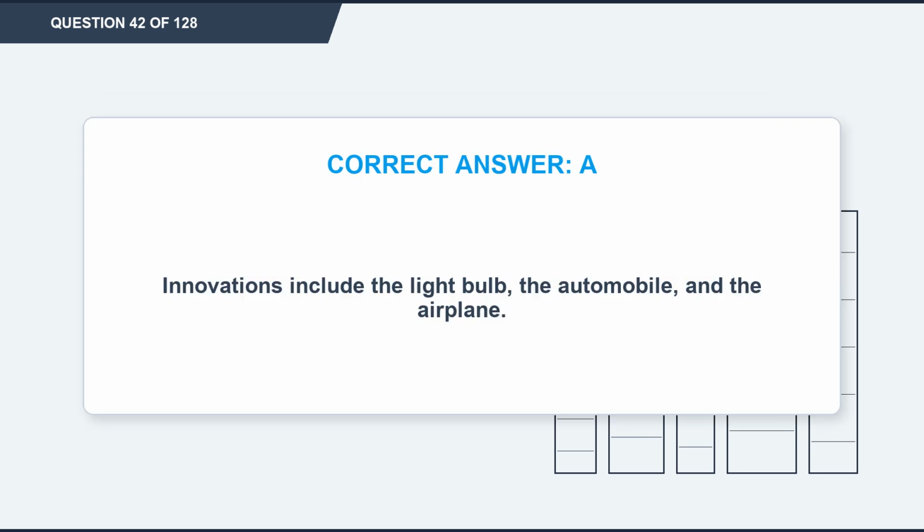The light bulb. Explanation. Innovations include the light bulb, the automobile, and the airplane.